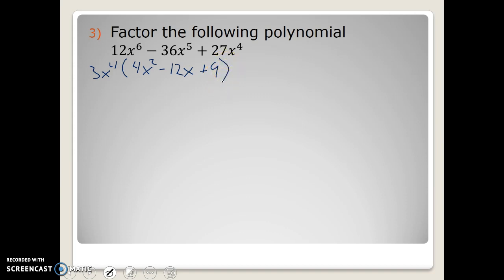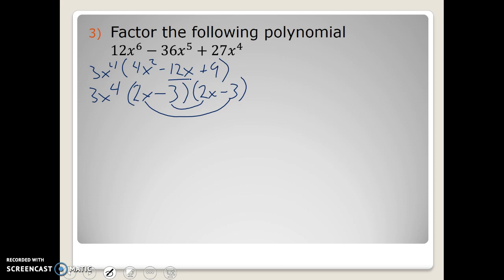Then I wonder if I can factor this again. I have the 3x to the fourth, and now I'm going to try to factor this again. Suppose I have 2x and 2x. That gives me 4x squared. And I'm going to go with a negative 3 and a negative 3, because negative 3 times negative 3 is positive 9. But this is negative 6x and a negative 6x, which gives me negative 12x.